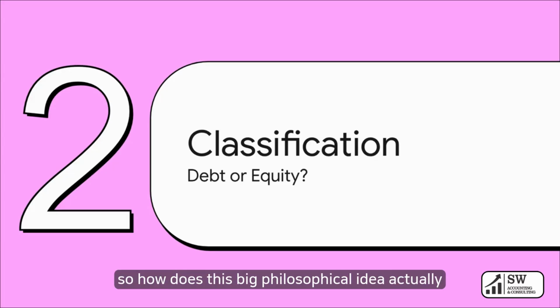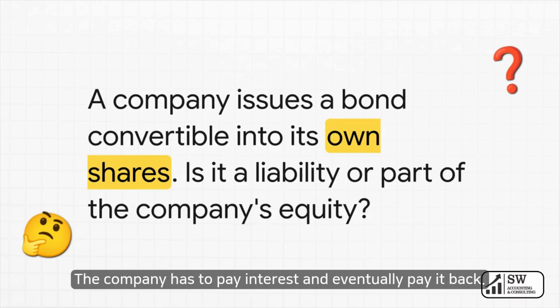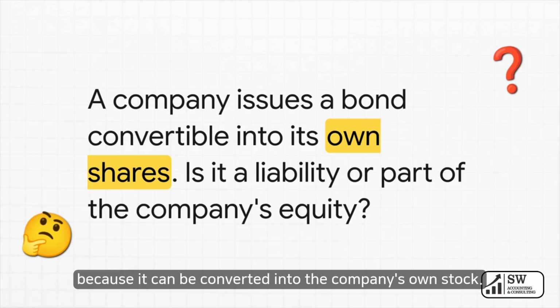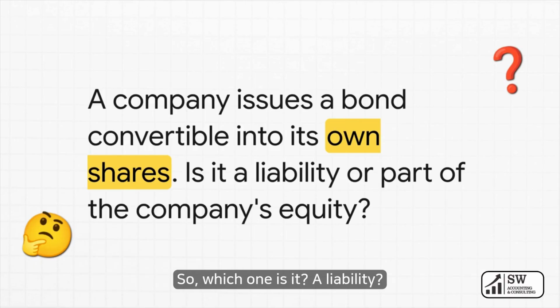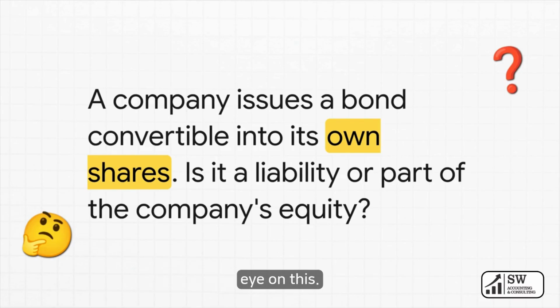All right, so how does this big philosophical idea actually play out in the real world? Well, we see it right away in one of the very first, most fundamental steps, just figuring out what a financial instrument even is. Let's take a classic case, a convertible bond. Think about it. It acts like debt, right? The company has to pay interest and eventually pay it back. But it also has a feature of equity, because it can be converted into the company's own stock. So, which one is it? A liability, or is it equity? As you can probably guess, US GAAP and IFRS don't quite see eye to eye on this.